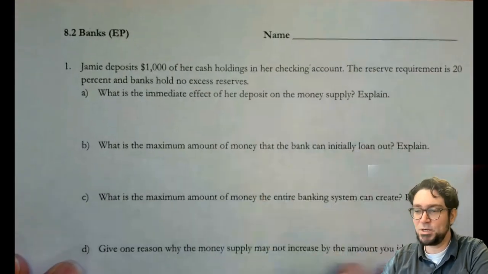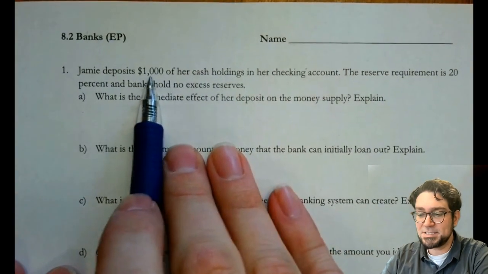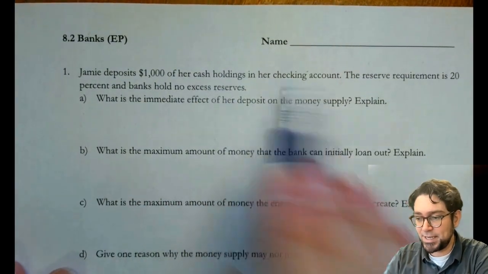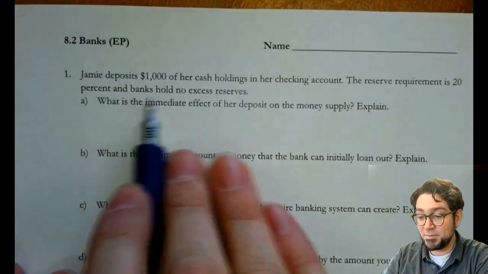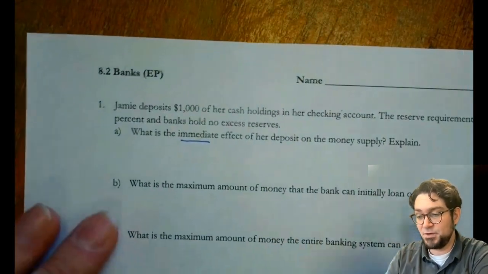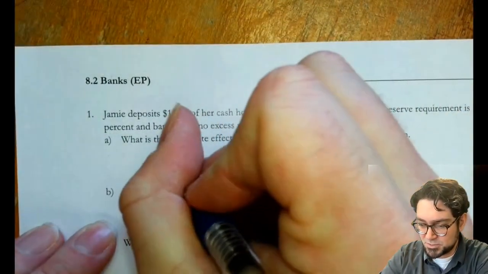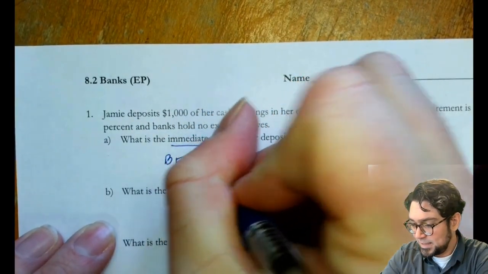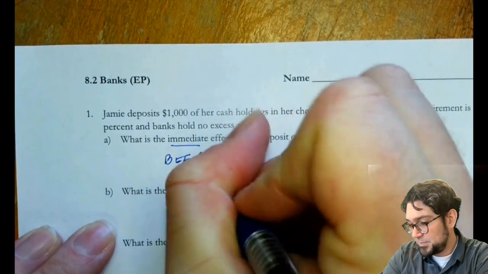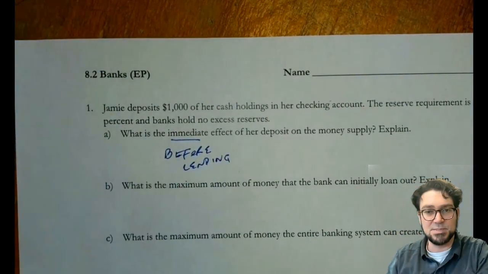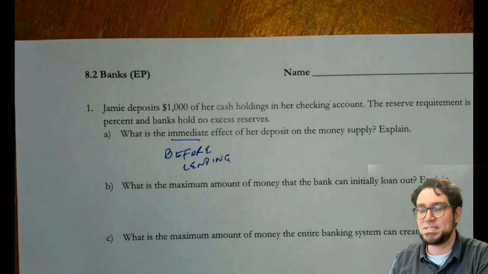Okay, so the first question here gives us that Jamie deposits $1,000 of her cash into her checking account. Reserve requirement's 20%. The bank doesn't hold any excess reserves. Now, when it gives us this immediate effect of her deposit, it's saying before loans, right? Before any lending. And that's really what that word is supposed to tip us off, is to think, oh, this is before the bank has lent anything out.